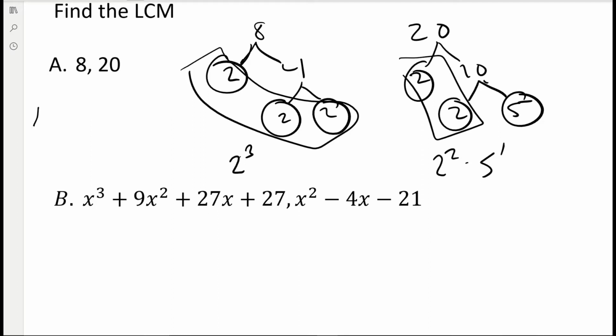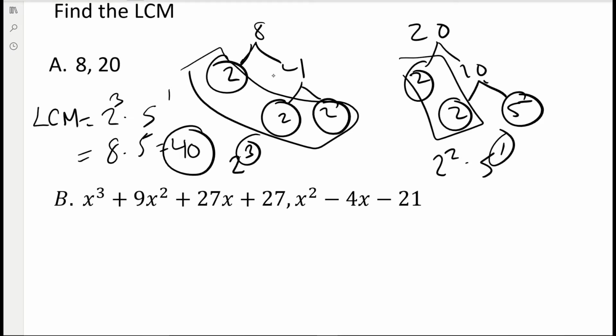So the LCM is, again, all the factors. So we got a 2 and we got a 5. And then you're going to pick the most of each factor. In this case, the most is 3 2's, and the most is 1 5. So there's my LCM. We'll have to do 2 times 2 times 2, which is 8, and 8 times 5 is 40. That's my least common multiple.